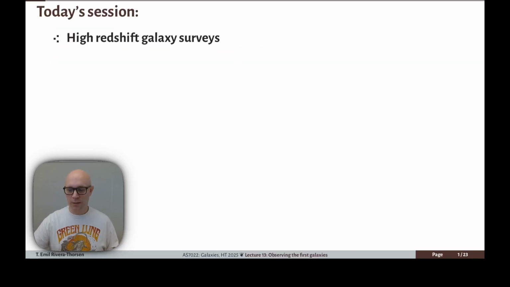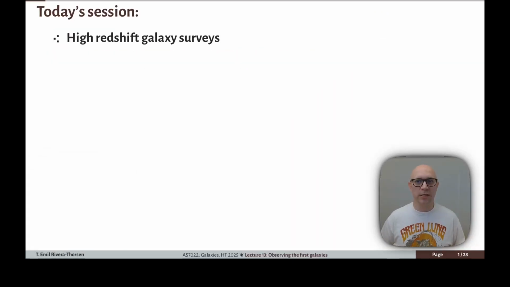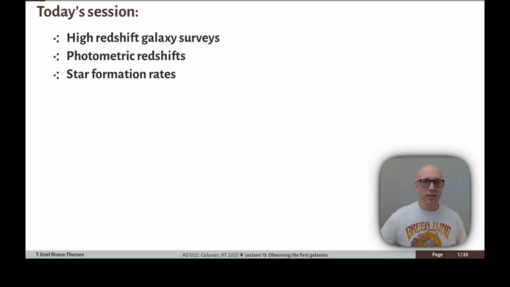In this lecture, we are going to take a look at different aspects of how to find the first galaxies. First, we're going to think about, in general, how to design a high redshift galaxy survey. Then we are going to talk something about photometric redshifts. Then we are going to talk a little bit about star formation rates, because understanding star formation rates over cosmic time is really important in order to understand the evolution of the universe in terms of how many galaxies there are, what kinds of galaxies there are in it, how strong the star formation in these galaxies is, and so on.